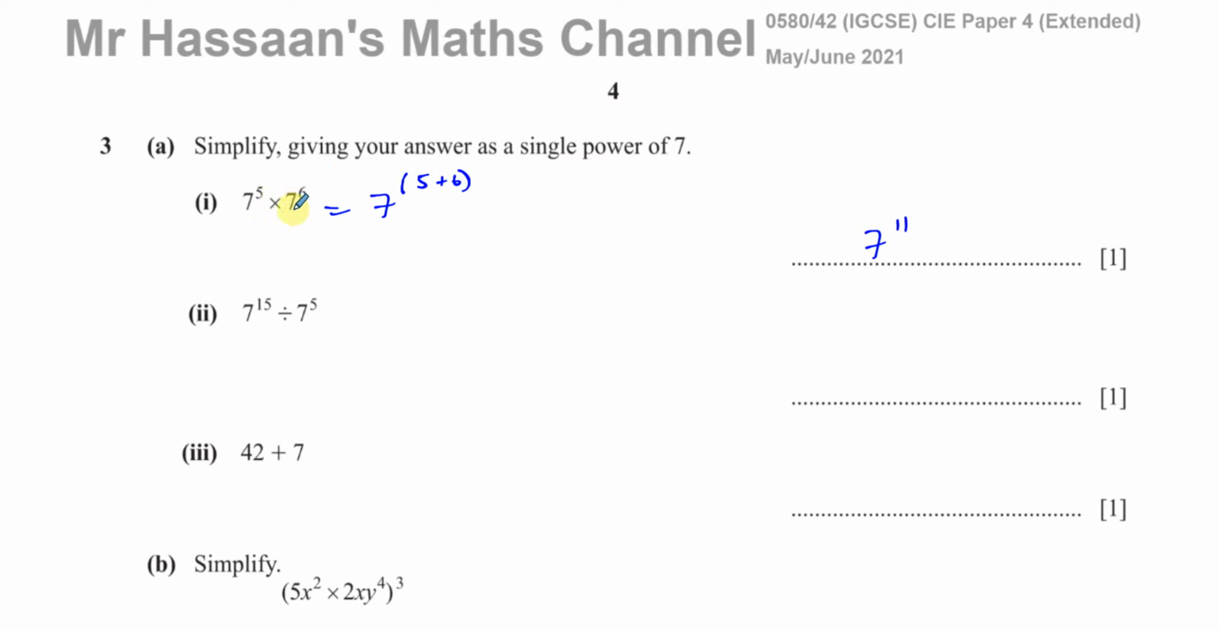You add the powers. Why? Because this is like 7 times 7 times 7, 7 five times, and this is 7 times 7 times 7 times 7, altogether 6 times. So altogether, if you write it all out, you're going to have 11 sevens multiplied by each other, which is 7 to the power of 11.